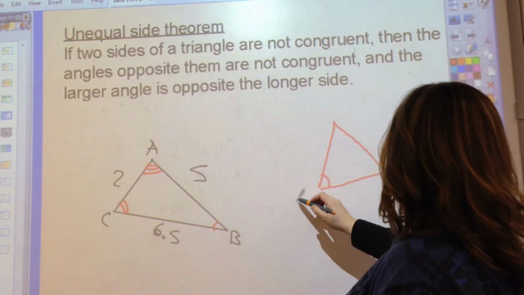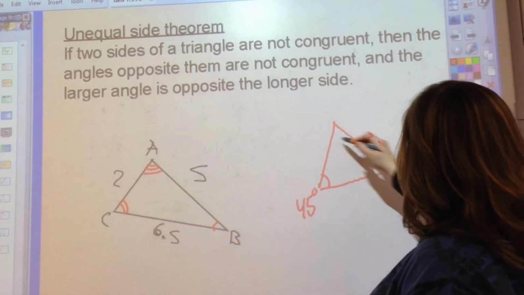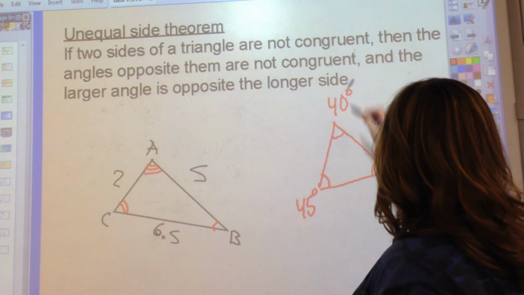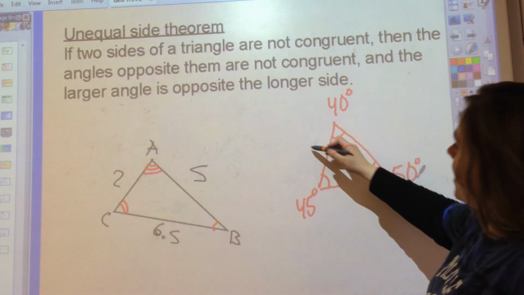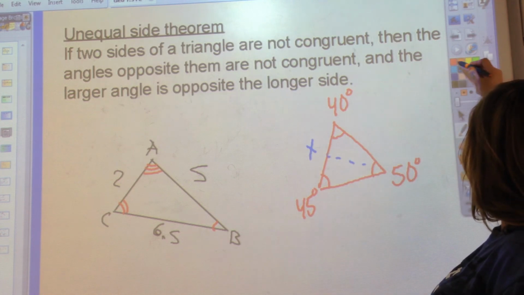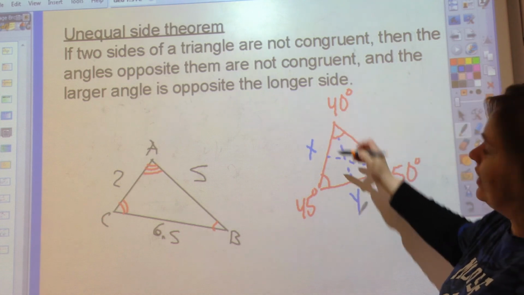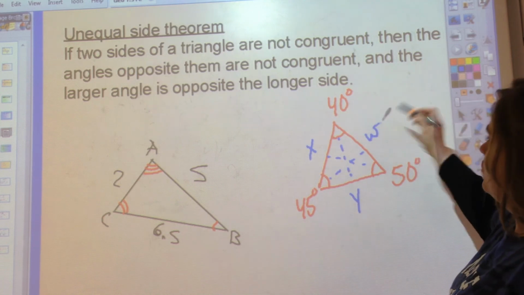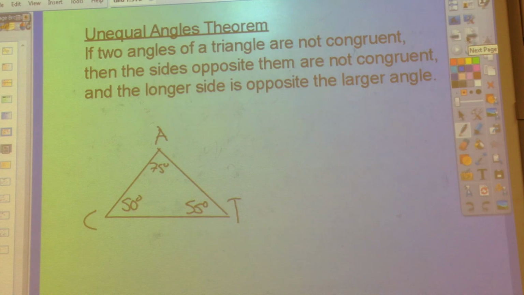Largest, medium, and smallest. Let's look at an example right here. If this angle is 45, this angle is 50, and this angle is 40, my longest side length would have to be X right here, across from 50. My smallest side length would have to be Y across from the 40. And the one that's in the middle would be W across from 45. All right? Unequal side lengths.